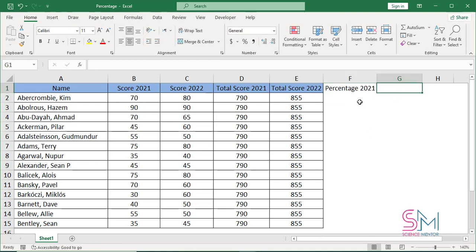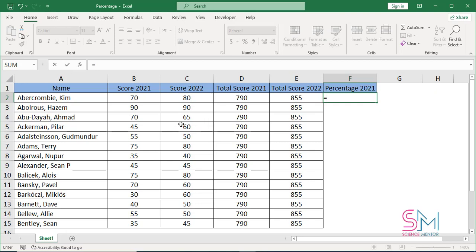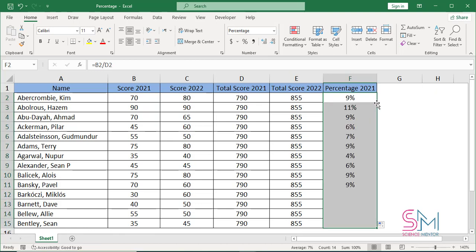After creating percentage columns, we should calculate share of a whole in terms of 100 for every student. In fact, we consider a score as a numerator and total score as a denominator. Then use percentage style on the Home tab or use Ctrl+Shift+% to calculate percentage.